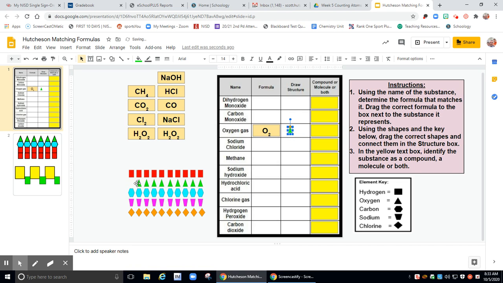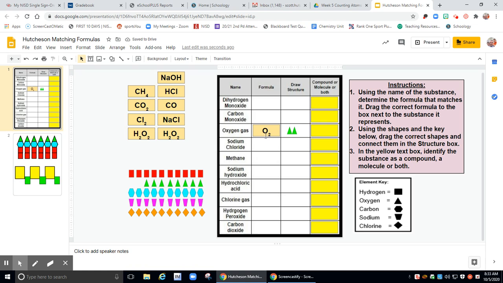And because there's two of them, I would grab another triangle and put it in the box and make sure that the two are as close to each other as possible because they are bonded together. Don't just randomly place two triangles like that in the box. You need to make sure that those two are as close to touching as possible.